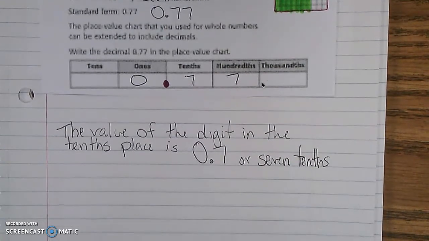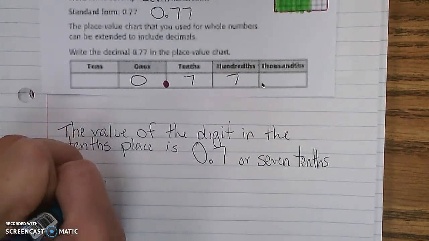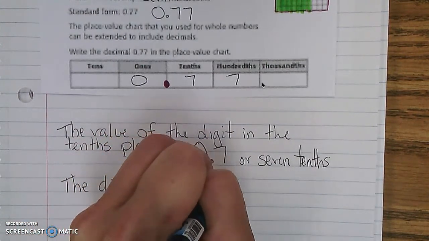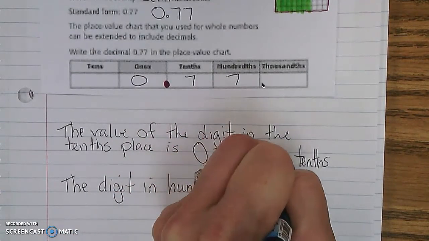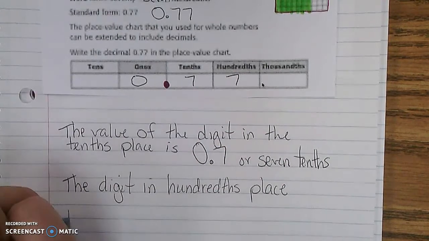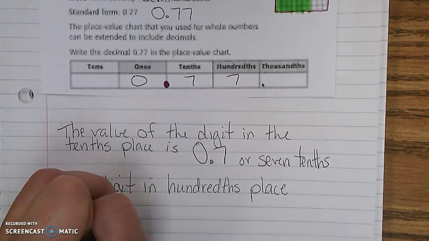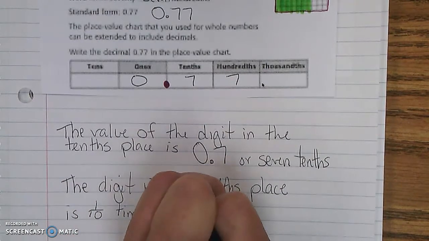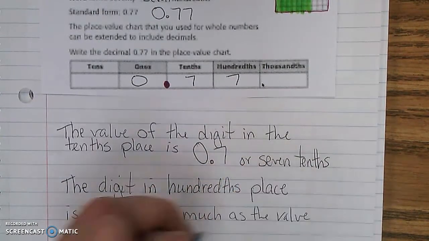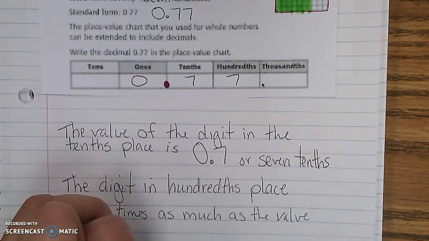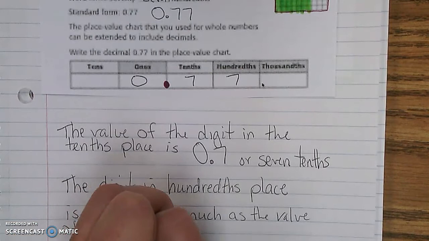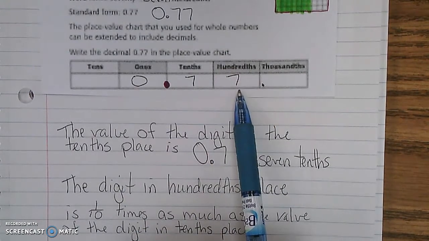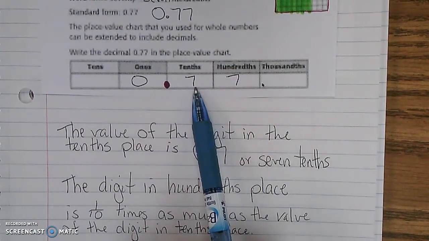The other important thing to know is that the digit in the hundredths place is 1/10 times as much as the value of the digit in the tenths place. And that means basically that this 7 is 1/10 the size of this 7.